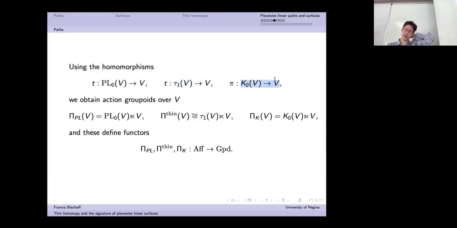So these are three homomorphisms, and they give you actions of these three groups on the vector space V by translation. Right, and they're affine transformations, in fact, because they're translations. So from that, we get these three action groupoids.